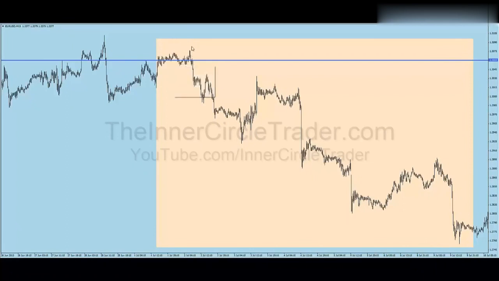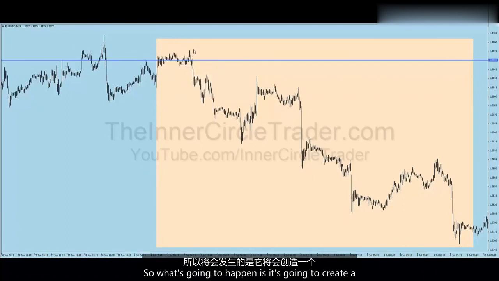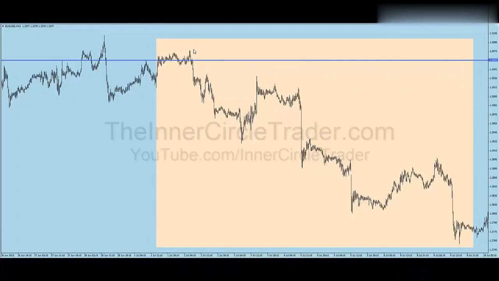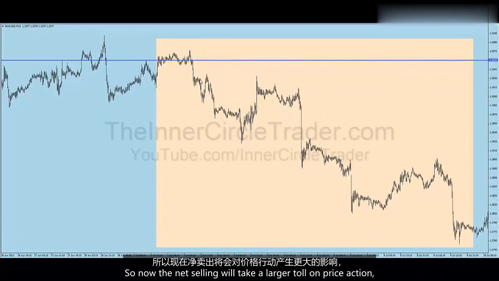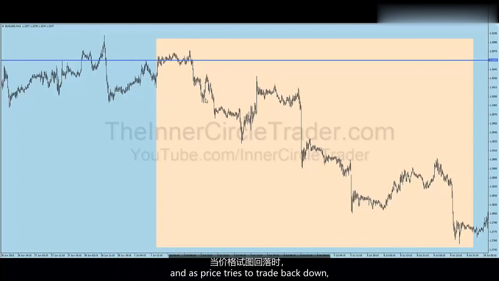Okay, there's no more buyers. So what's going to happen is it's going to create a heaviness in the marketplace. So now the net selling will take a larger toll on price action. And as price starts to trade back down, every little rally in here will be new selling opportunities.